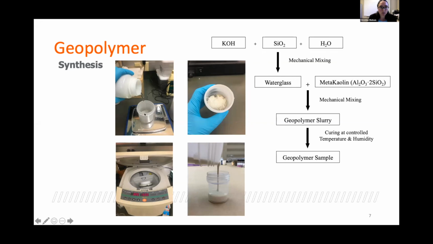So these are some pictures showing that process. This is the water glass being poured in. This is the metakaolin that's added to it. We mix it in a Thinky mixer, and this is what the geopolymer slurry looks like before curing.